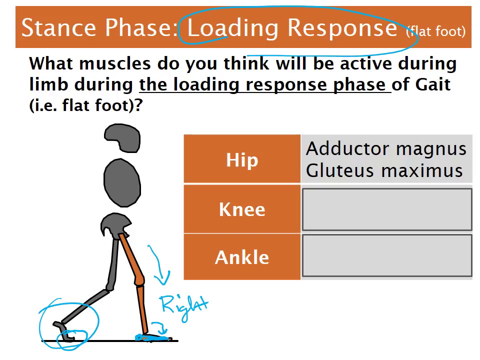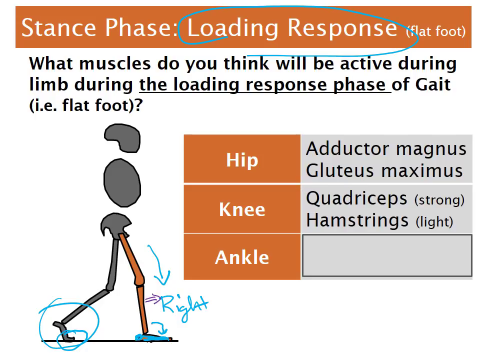So during this loading response, what happens? I'm going to change my color here. What do you think happens? Well, the tibia needs to go forward. So I'm kind of working from a ground up approach. So for the tibia to go forward, what happens at the ankle? We need to have, just like this arrow shows, an increase in the dorsiflexion. So we need to dorsiflex here.